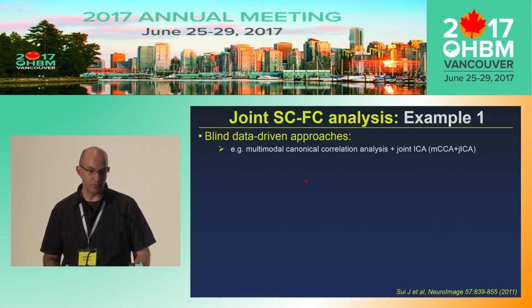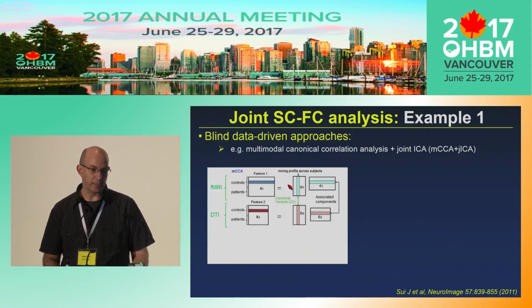And for example, this is just one of their methods. This is multimodal canonical correlation analysis, followed by a joint ICA, independent component analysis, and it's shown schematically here. For example, you take your fMRI data in your controls and patients, the group, and your DTI data in this case. For the fMRI data, you take a particular feature. You need to use a kind of scalar value for this. For example, they use the results from a standard fMRI analysis, the networks that you would find from a standard fMRI analysis. For the diffusion, again, you need a feature. They were using DTI features, in this case fractional anisotropy.